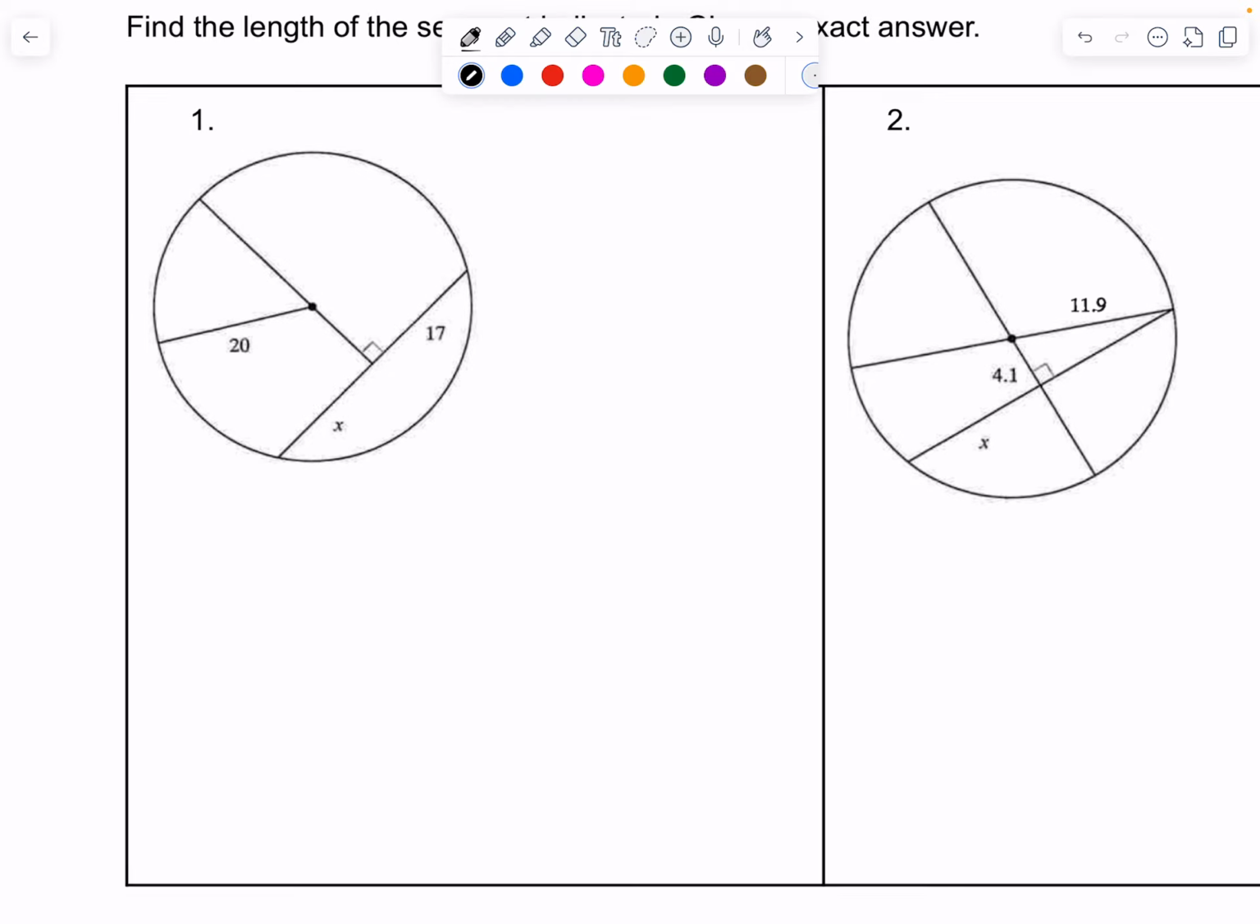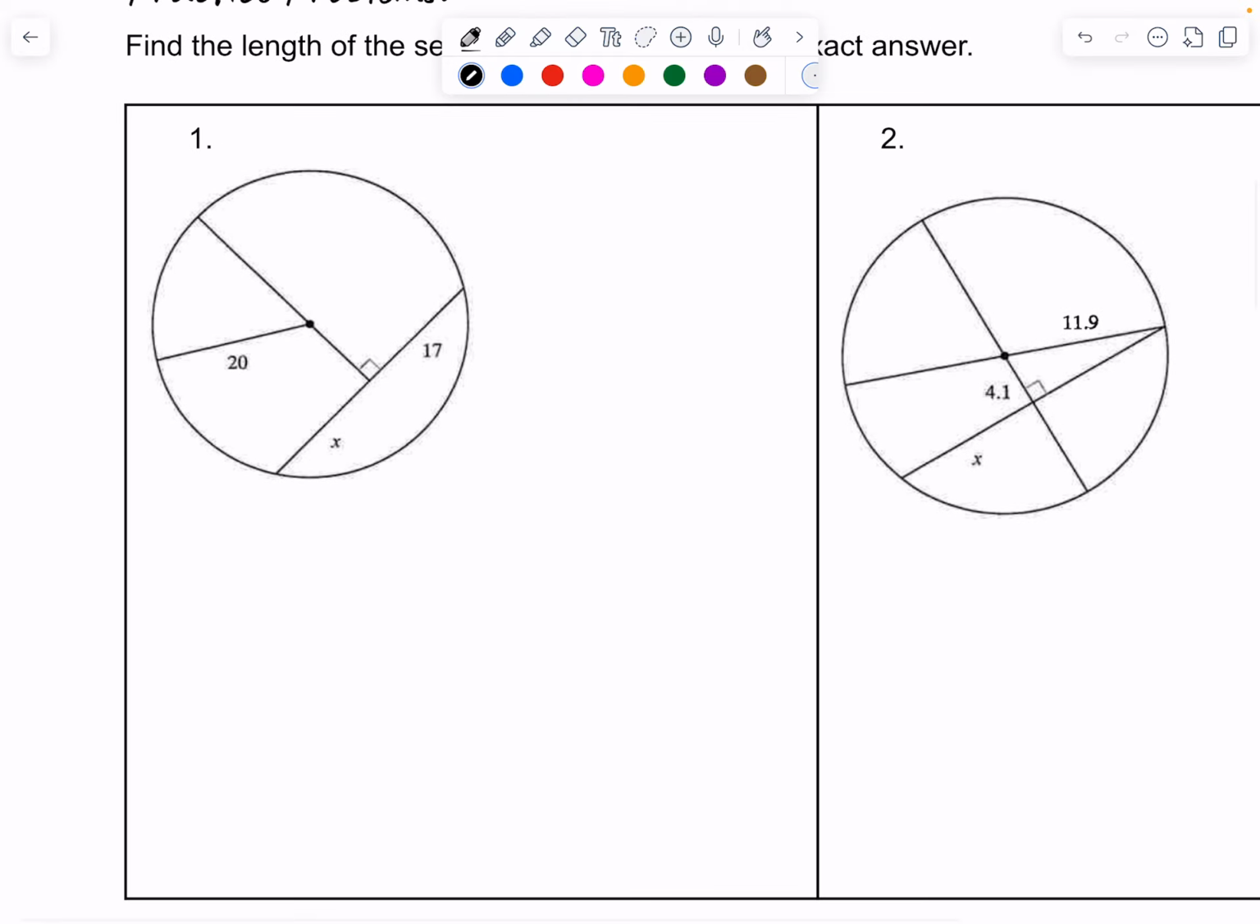All right, so number one, you'll notice that we have this right angle symbol. We have that diameter going through the center. It's not drawn all the way, but if you wanted to draw it, you could. So we know that this x and this 17 must be the same. So x is equal to 17. Those are the same.